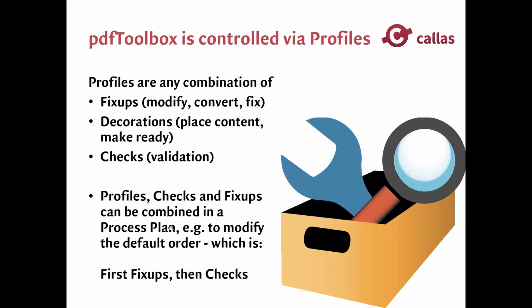Important to understand when you edit profiles is that whenever you execute something, first fix-ups are applied. So first the PDF file is modified and then checks. If a profile has fix-ups and checks, then first the fix-ups are executed so that the PDF file is being modified, and then the PDF file is checked according to the checks in the profile. If you would want to modify that order, you can do that, but then you would have to use a process plan. And we will cover briefly the process plan at the end of this brief session.